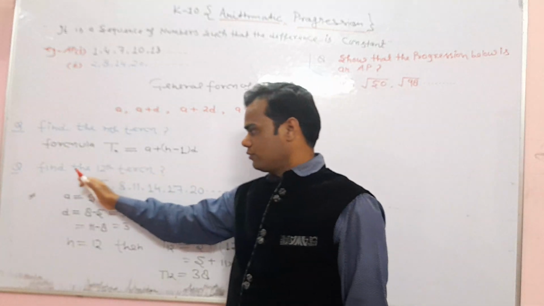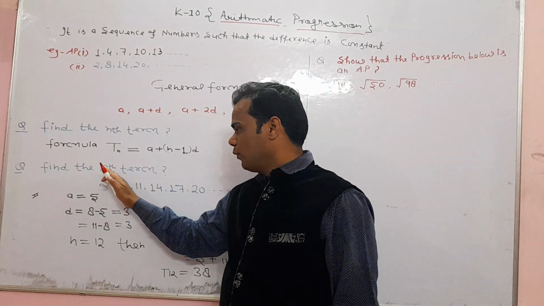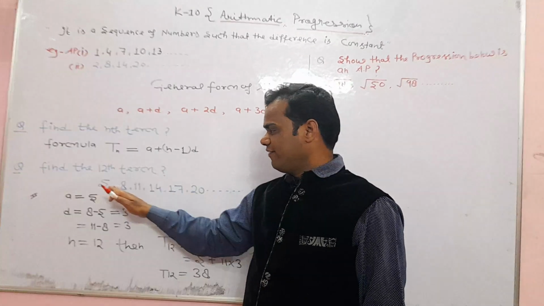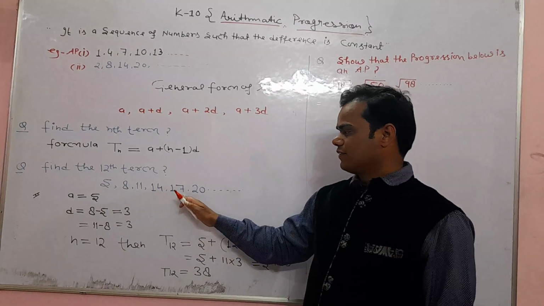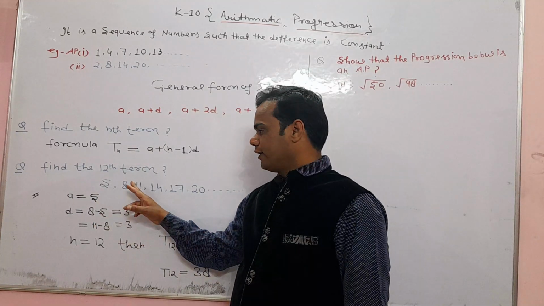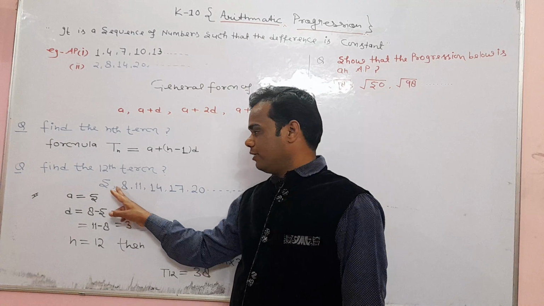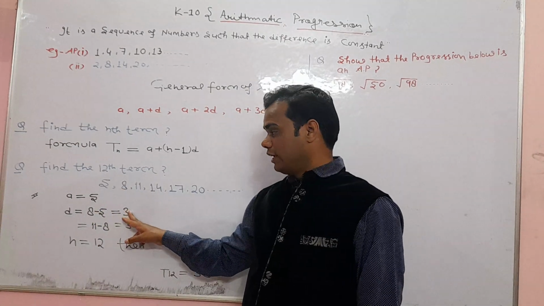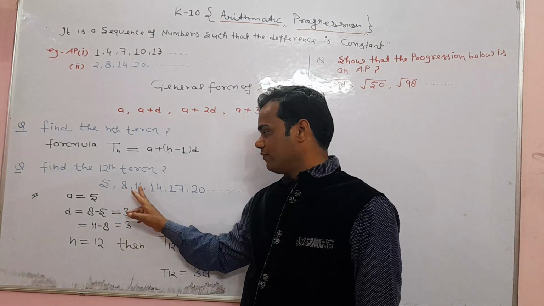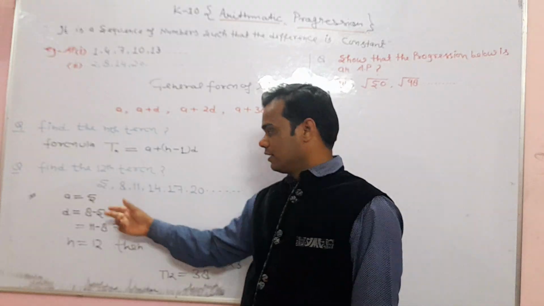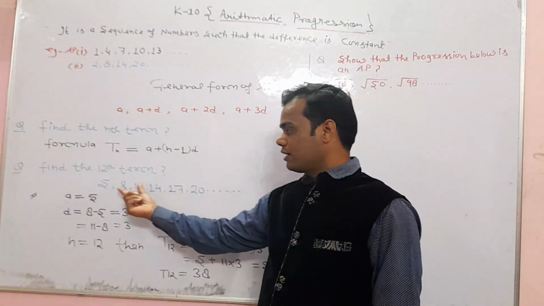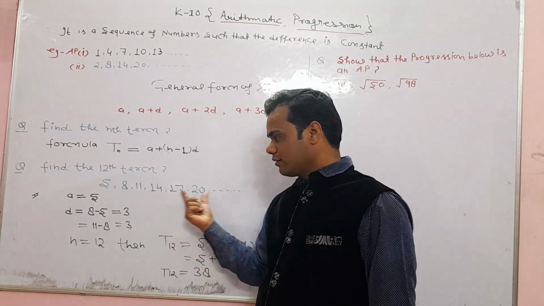Taking a question to solve: find the 12th term of the given series 5, 8, 11, 14, 17 and 20. So A equals 5 and the common difference D equals 8 minus 5, which equals 3, and the second common difference is 11 minus 8, which equals 3. 14 minus 11 equals 3. That means the progression is an AP, arithmetic progression, because the common difference between two numbers is the same.